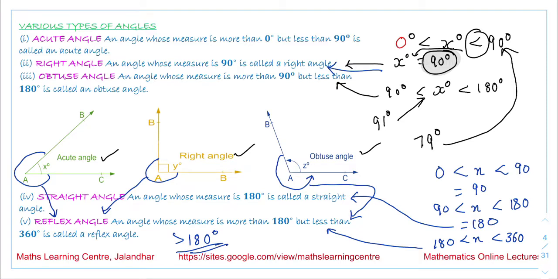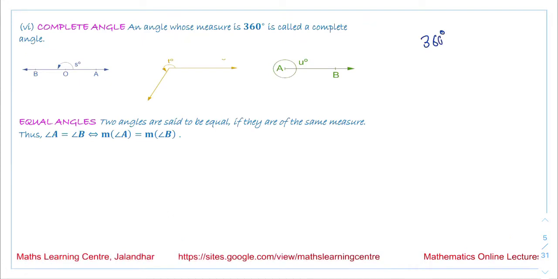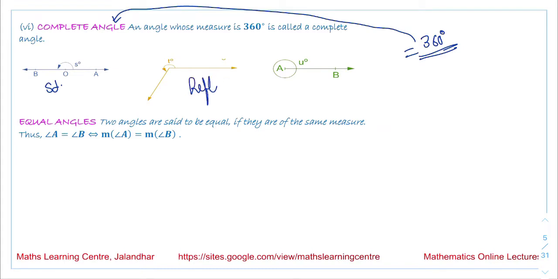Next is, if the measure of an angle is 360 degrees, then it is called a complete angle. So in this figure, this is the straight angle, and in the next figure it is the reflex angle, and this is the complete angle over here.